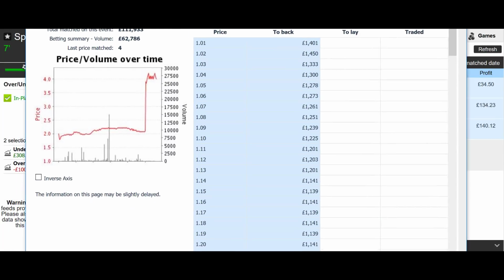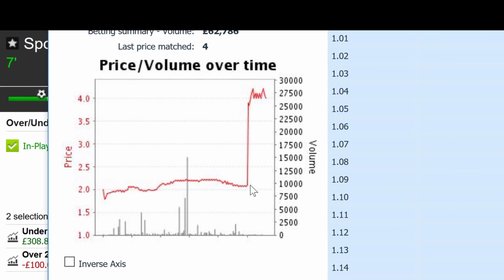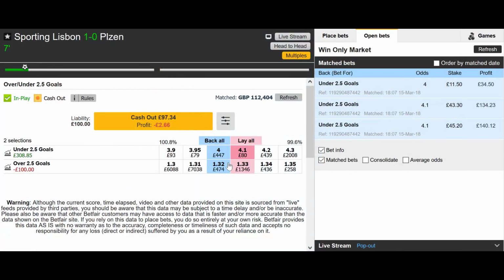If we bring up the chart and bring that into shot, the price just before this goal, which came in the 5th minute, was around 2.10 on under 2.5 goals. After the goal, the market is reformed, and you can see we got matched at odds of 4.1 with our £100 stake. So what you would do in this situation is back this price and then let the odds ride down to your profit target.